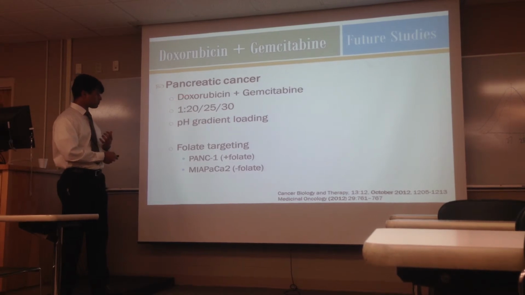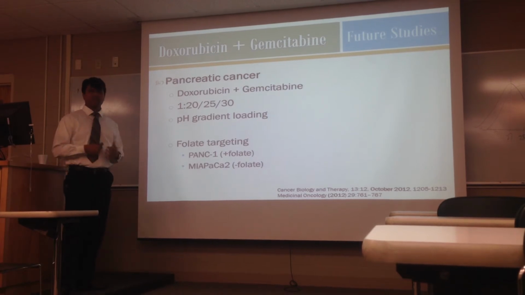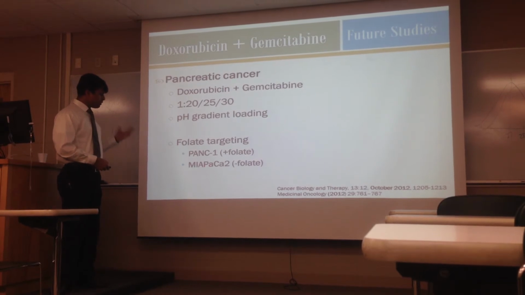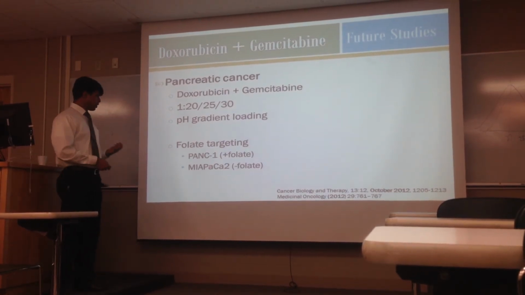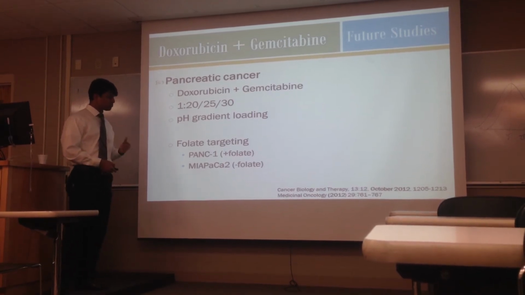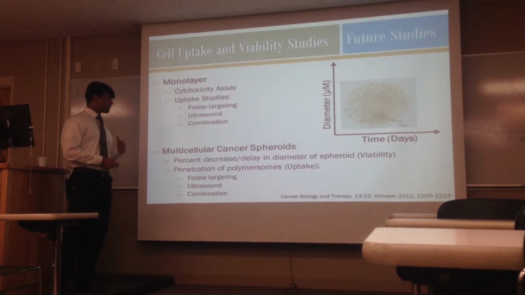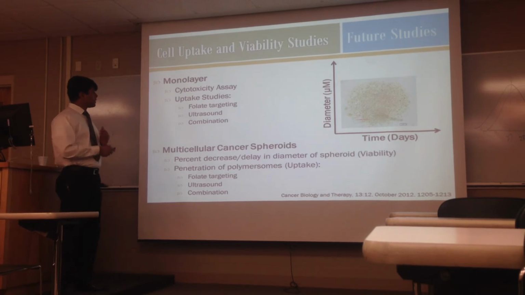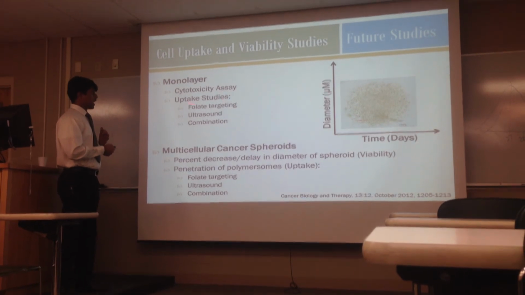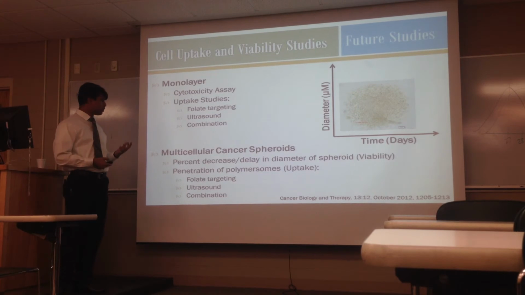the specific ratio. And we will be testing the effect of this drug combination on pancreatic cancer cell lines, PANC1 and MIA PaCa-2. And we'll be doing it as folate targeting, because the PANC1 overexpresses folate receptor, whereas the MIA PaCa-2 does not overexpress. So we'll be doing studies with the monolayer as well as multicellular cancer spheroids. So with monolayer, we'll be doing cytotoxicity assay, we'll be doing uptake studies, and we'll be doing it as a function of folate targeting, ultrasound application, and combination of both.